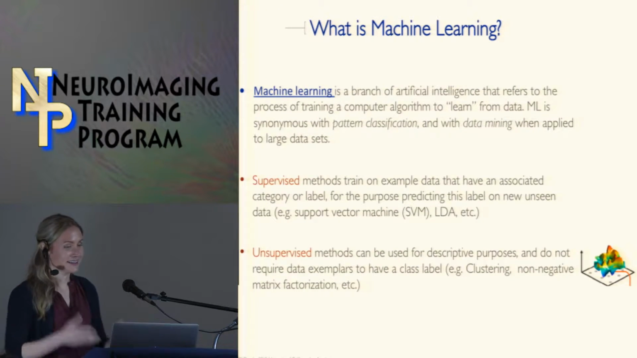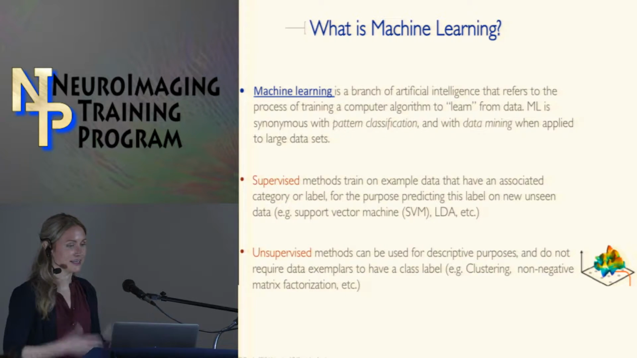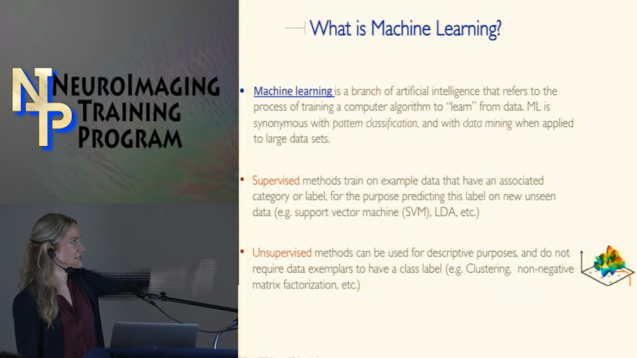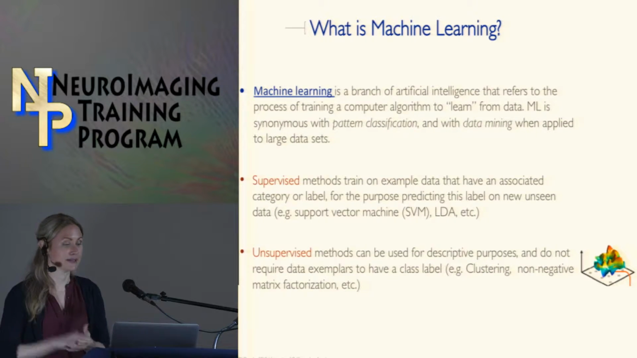So by now you all know this. What is machine learning? It's a branch of artificial intelligence that takes in data and tries to learn and make predictions. But there's really two main classes. There's supervised, where we know the label on some training data, and then we apply that to some test data.